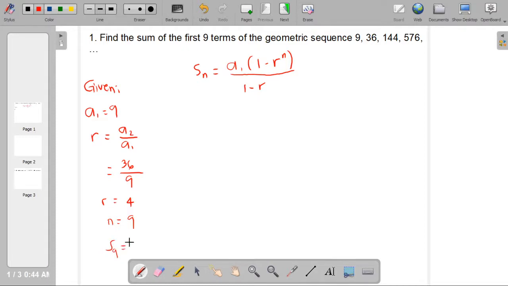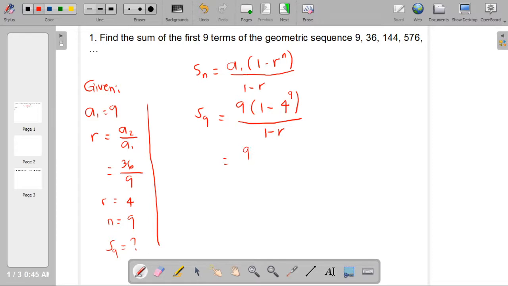So S sub 9 is the unknown here. Now that we have all this information, we're going to substitute it into the formula. So S sub n becomes S sub 9. That's equal to your a sub 1, which is 9, times the quantity 1 minus your r, which is 4, to the exponent of n, which is 9, all over 1 minus r. Now from here, we simply copy 9.